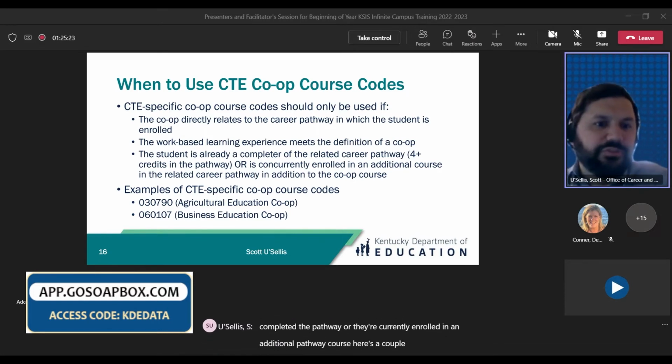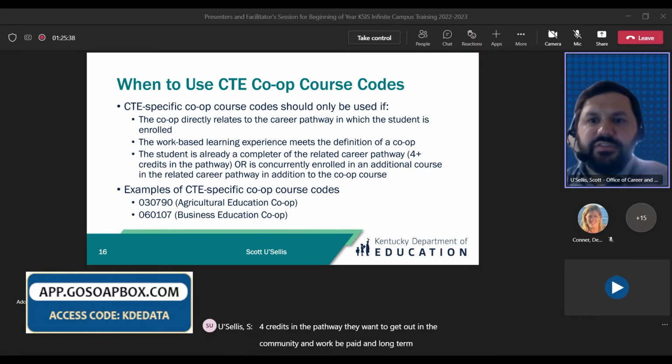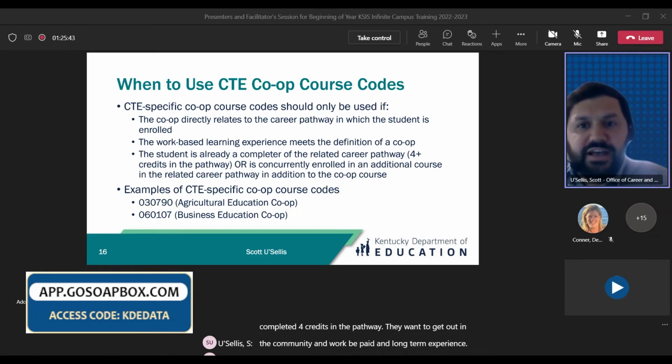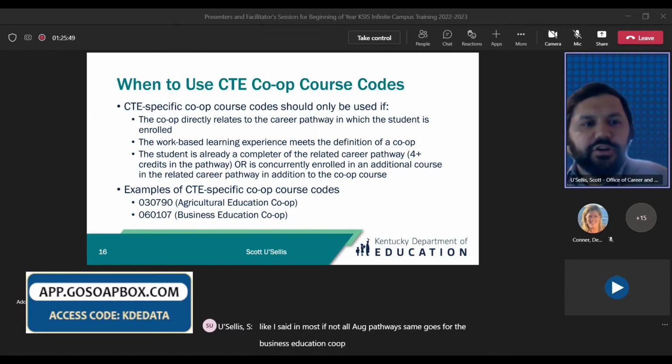Here's a couple of examples of co-op course codes. 030790 is agricultural education co-op. So if you have a kid in the Ag Power pathway, they've completed 4 credits in the pathway, they want to get out in the community and work, be paid, and have a long-term experience, that would be appropriate to use. That course code is valid, like I said, in most, if not all, ag pathways. Same goes for the business education co-op. 060107 is valid in most, if not all, business and marketing pathways.